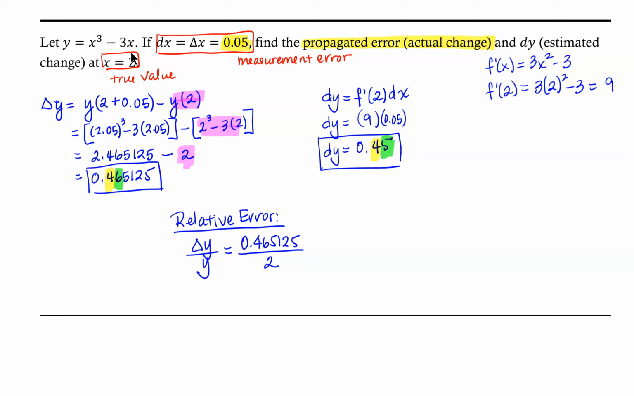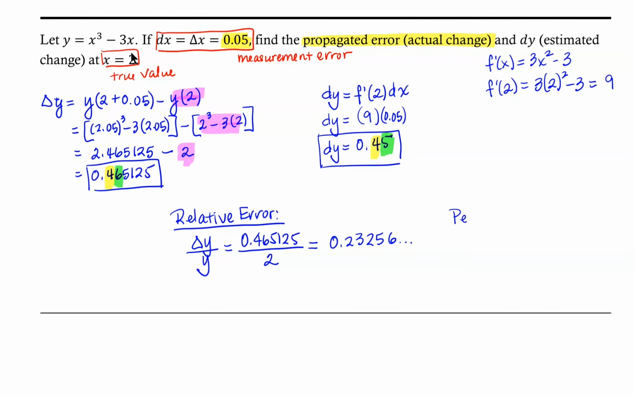So if we calculate that ratio, we find that our relative error is 0.2325 and there's some more decimal places, but that's sufficient. So that's our relative error. And then our percentage error, if we turn that into a percentage, we see that our percentage error is approximately 23%. Well, 23% seems like a rather big error to me.